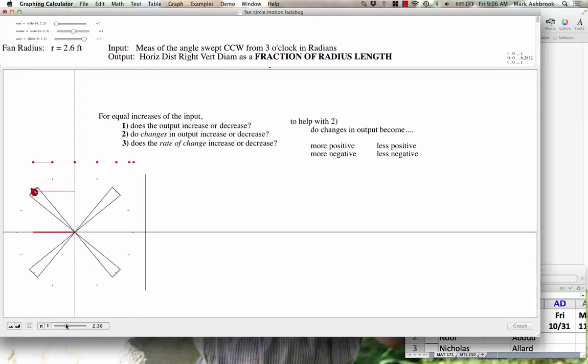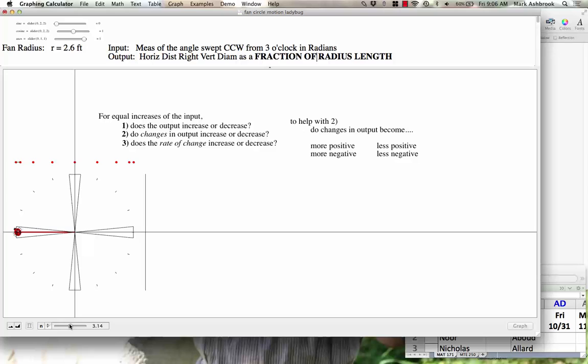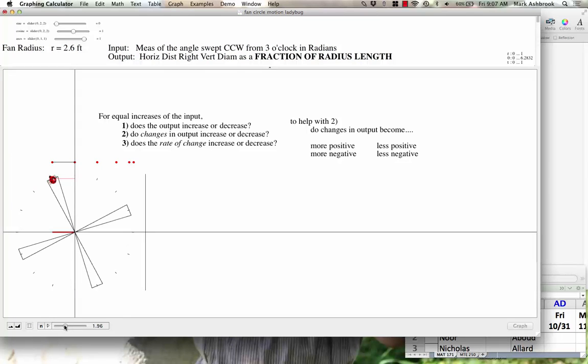Does the horizontal distance increase or decrease? Decreases from what to what? So what's the horizontal distance right now? 0. And it will end up at? Okay, so it's going to decrease from 0 to -1. Changes. So watch those changes.